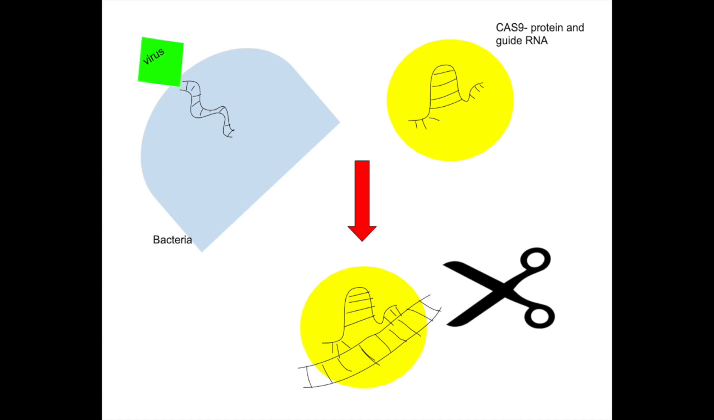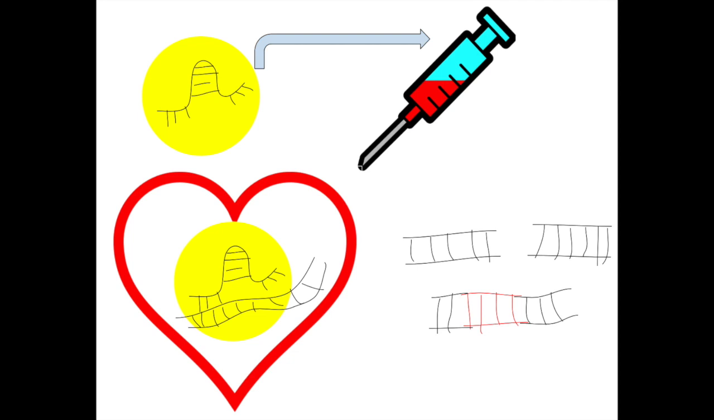Guide RNA recognizes the sequence that needs to be edited, in this case the virus, and it leads the Cas9 to the targeted DNA. Cas9, a cutting enzyme, cuts the target DNA. Using CRISPR, scientists can engineer any DNA at the precise location by making a matching guide RNA.